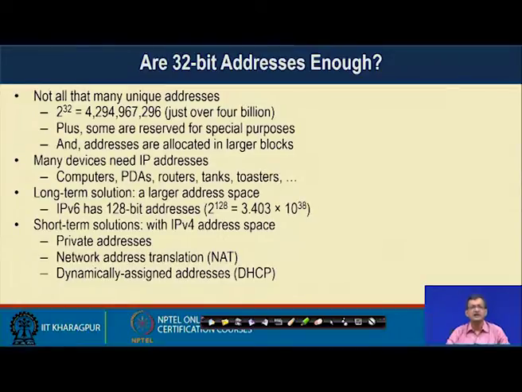So, there are long-term solutions like IPv6, and in the short term we can have a private addressing scheme. Private addresses, like 10.*.*.*, are non-routable addresses. Within the network, I can have a mechanism called a network address translator, which translates to a public IP. There are also ways to dynamically allocate addresses, like DHCP. Those are the solutions available on IPv4.